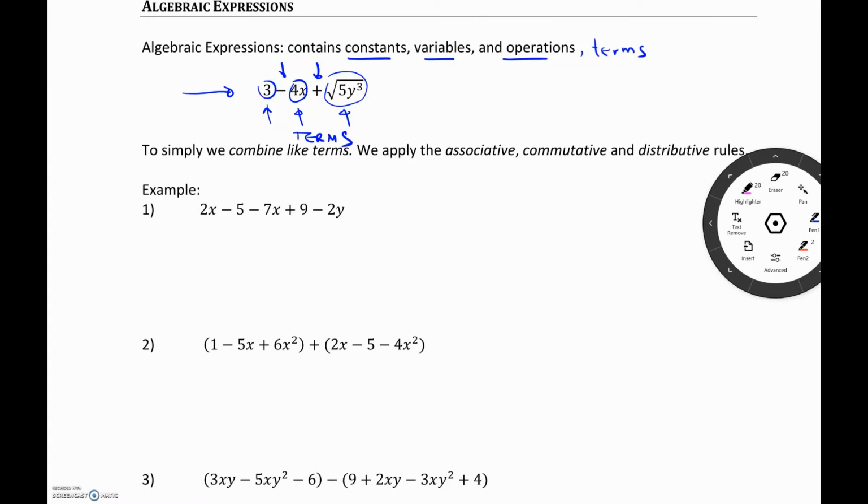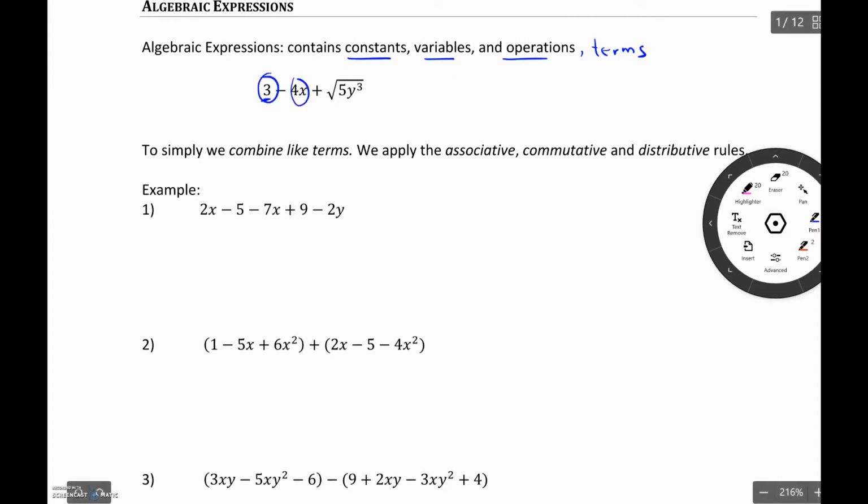So a constant, let me just get rid of this. So a constant is just something like 3. So that's called the constant term. It has no x's or y's. So this is actually called the constant term.